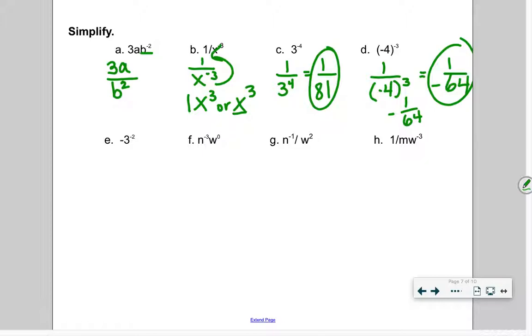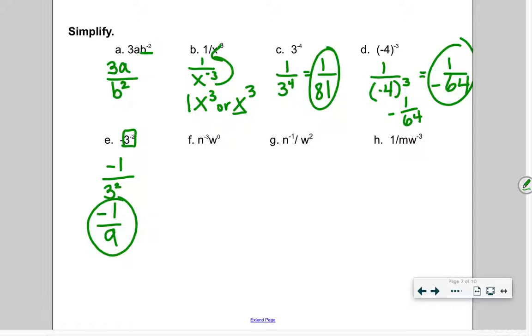-3 to the -2 power. Is this negative sign being affected? No, it is not. It is just the 3 to the -2 power that's going to the basement. So what's staying on top? -1, and now to the basement is going 3 squared. So what's 3 squared? 9. So my answer is going to be -1/9. The negative was not in parentheses, so it's not getting moved to the basement. It's not being squared.